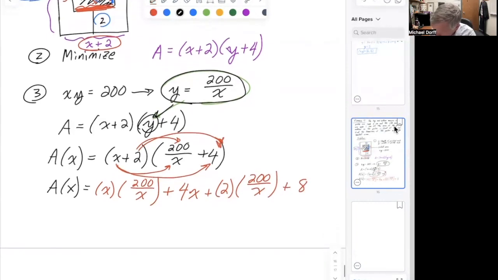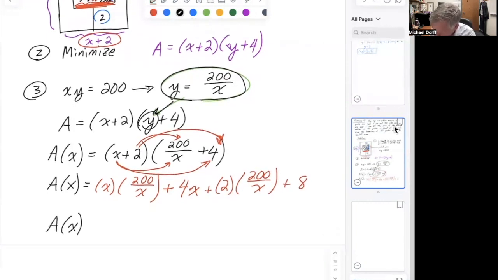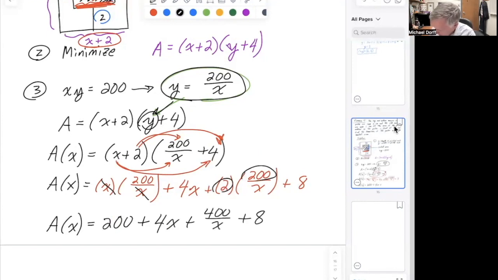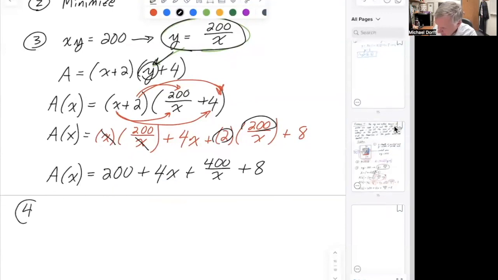So I can rewrite this as A of X equals, well, the X here times the 200 over X is going to cancel out. I'm going to get 200. And then I have 4X. And then the 2 times the 200 is going to give me 400 over X. And then I have plus 8. All right, so now we're going to do the second derivative test.